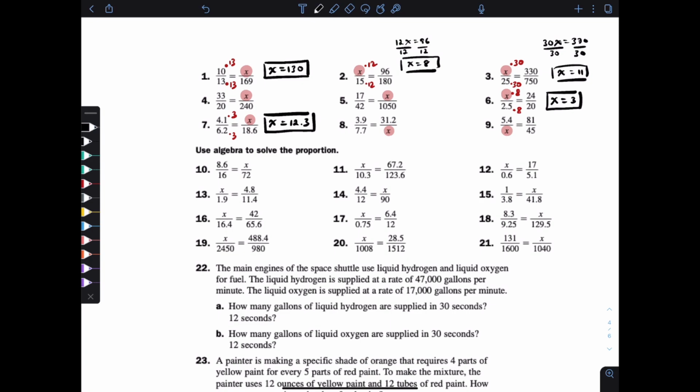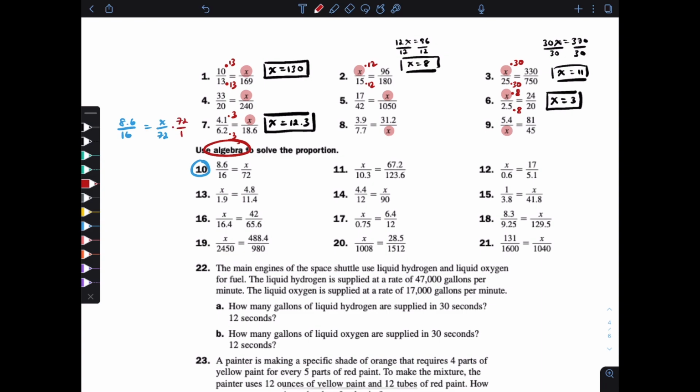So I did a few problems from that first part. The next part says use algebra to solve the proportion. And when the directions say use algebra, it just basically is saying to use properties of equality. So for something like number, I don't know, I'll choose a few to do actually. I'll do number 10. If you were to do this, I'll write it on the side. We have 8.6 over 16 is equal to X over 72. And so by using algebra, you would have to isolate X or solve for X.